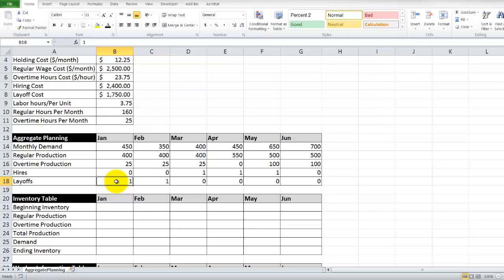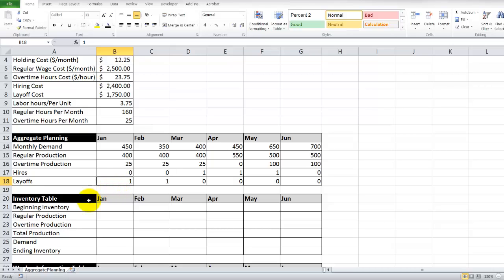So there are costs associated with both hiring and firing, and usually what happens is we try to balance out the hires and fires in such a way that we have a stable workforce and one that keeps our costs down, and so we're able to meet our goals in terms of our production.